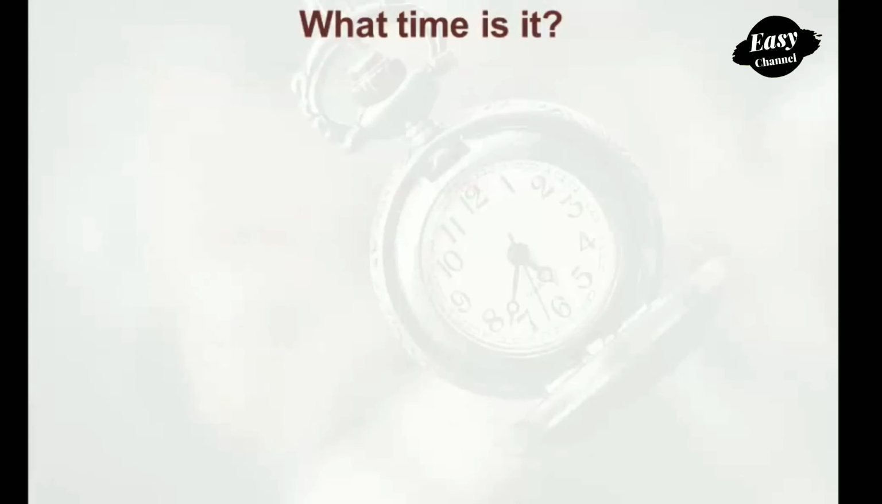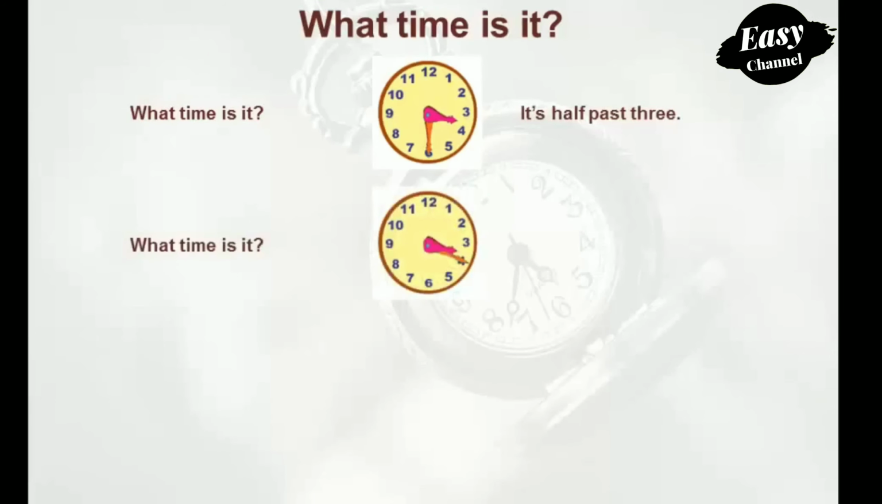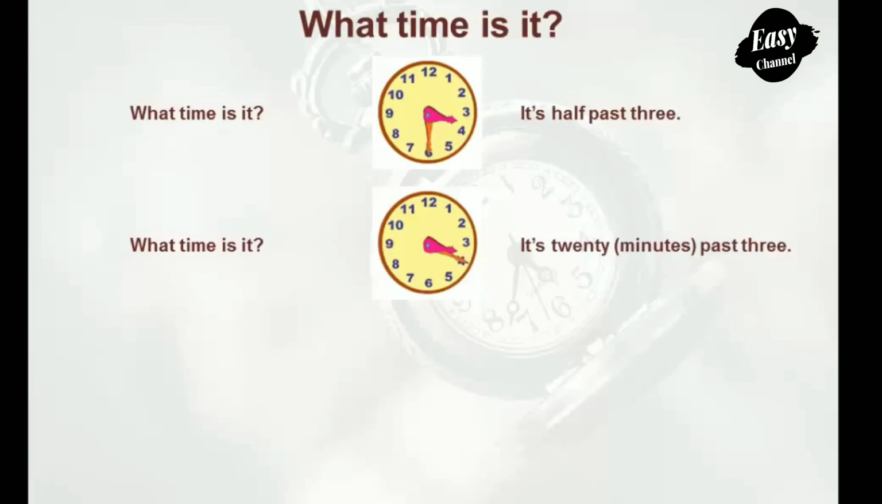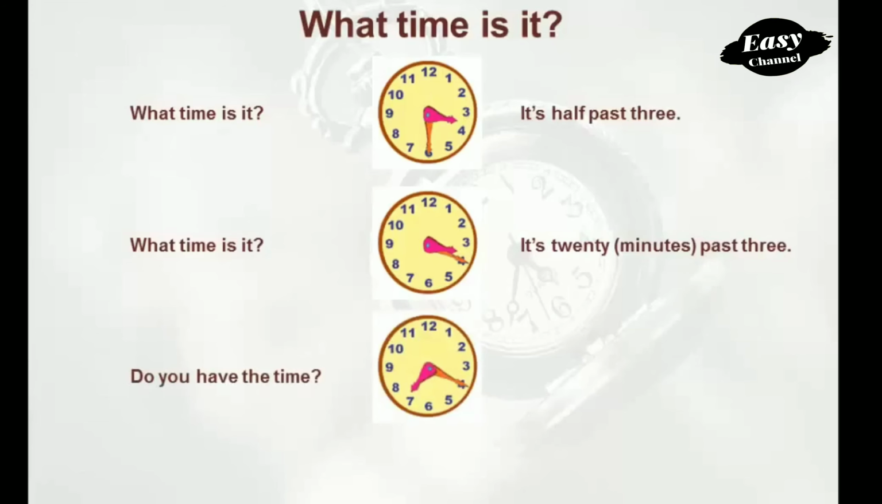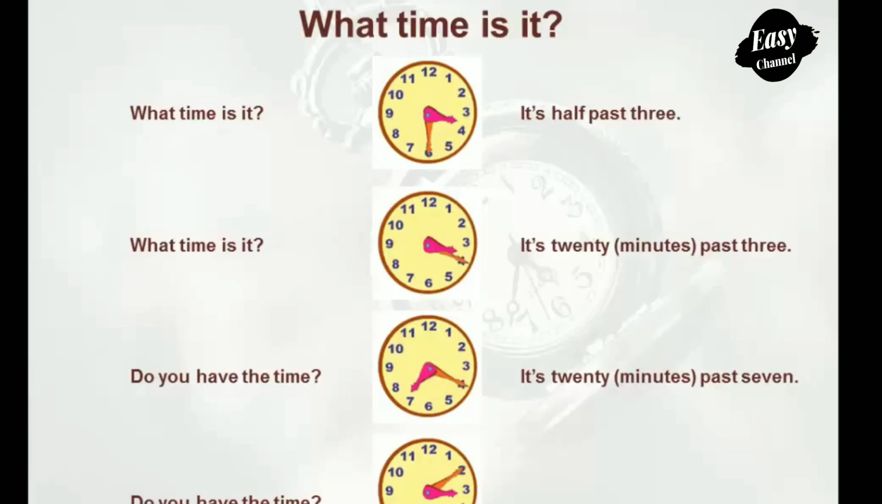What time is it? It's 3:30. What time is it? It's 20 minutes past 3. Do you have the time? It's 20 minutes past 7. Do you have the time? It's 10 past 3.